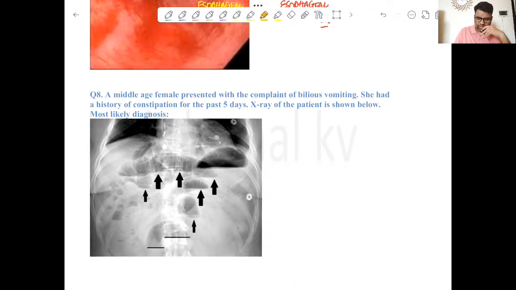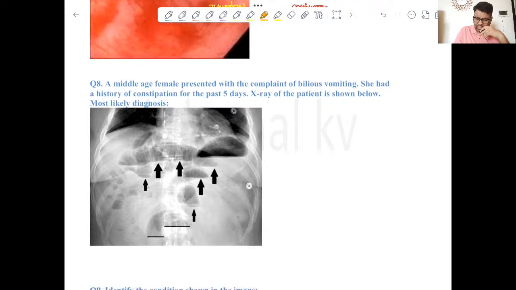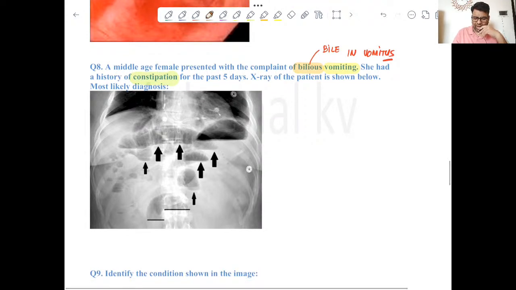Now moving forward to the next question. A female presented with bilious vomiting, and there is a history of constipation, and the X-ray is shown. Now, bilious means bile, right? So bilious vomiting means there is bile in the vomitus. Whatever substance she is vomiting out, it contains bile.